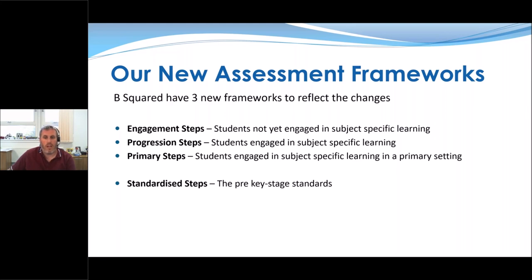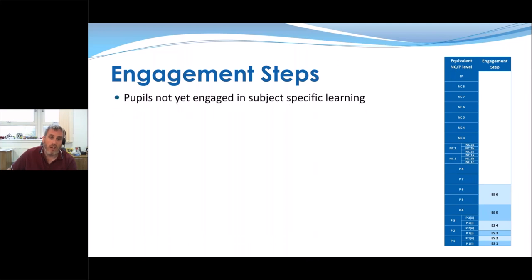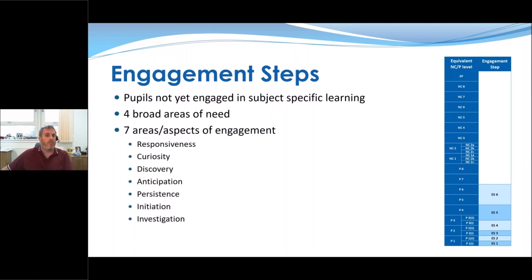So just a quick overview on engagement steps. You can see on the right how the engagement steps compare to the old national curriculum P levels. So it covers from P1 up to P6. It's for pupils not yet engaged in subject learning. It covers 4 broad areas of need, and it covers the 7 areas or aspects of engagement.